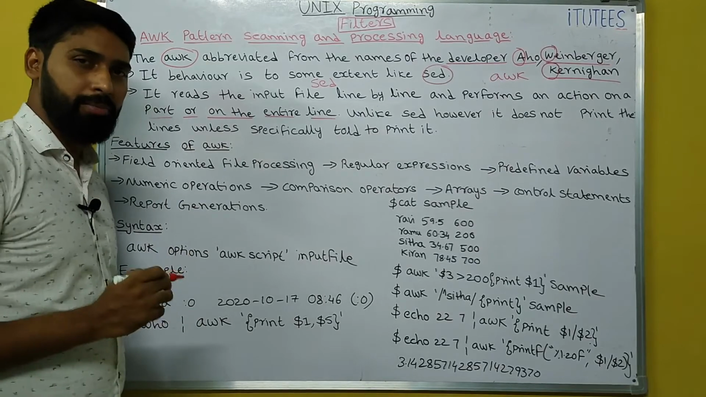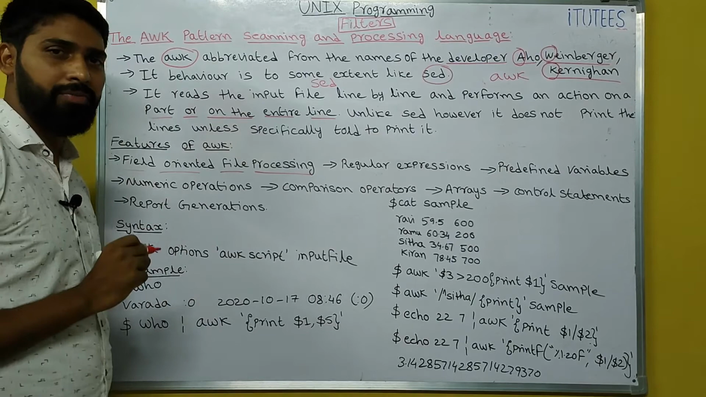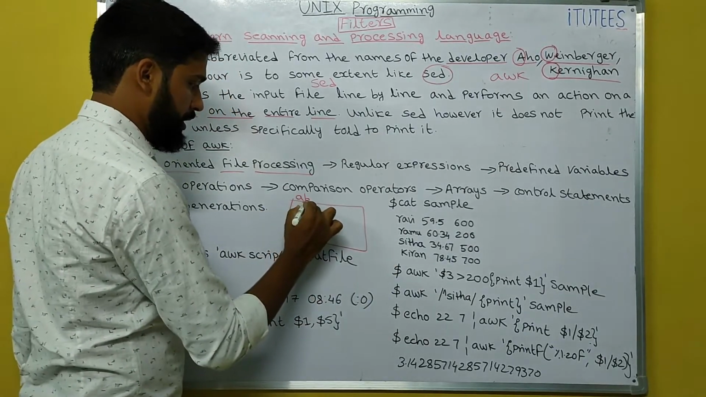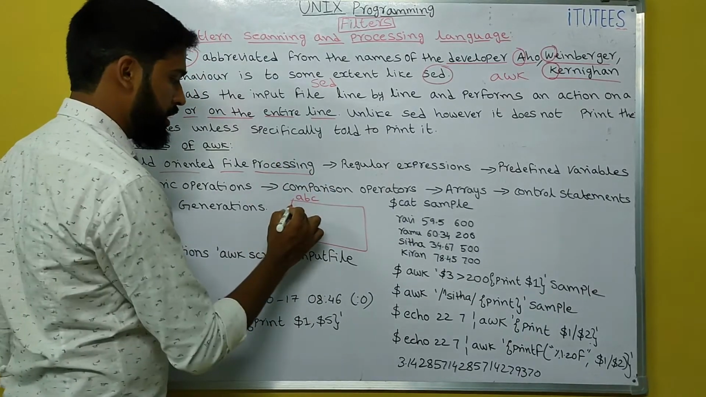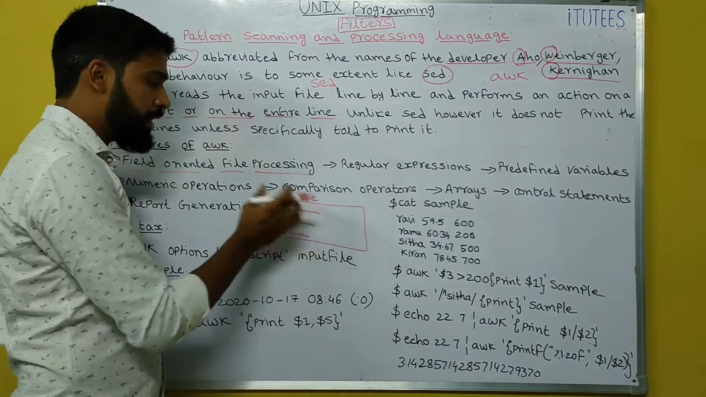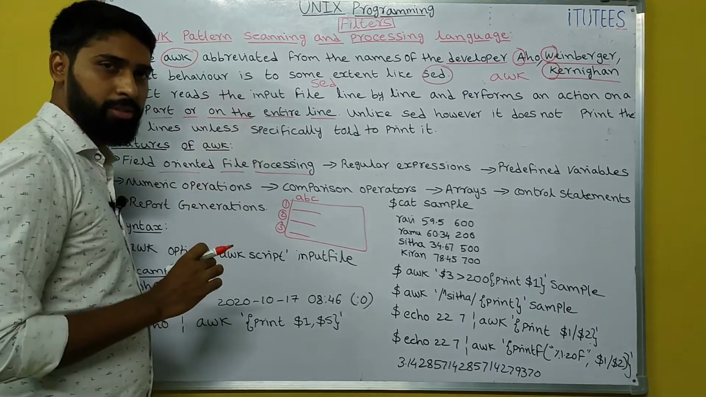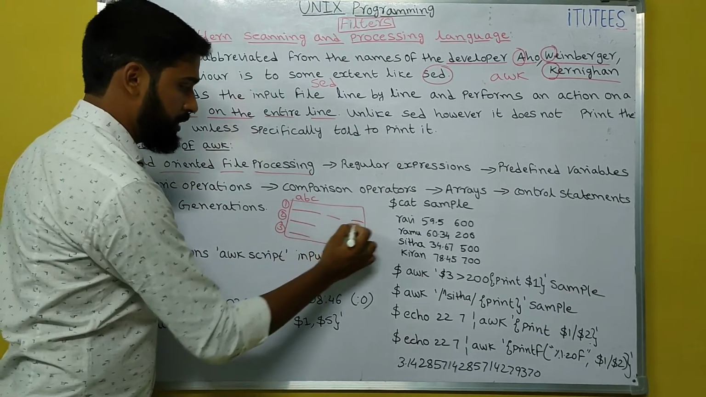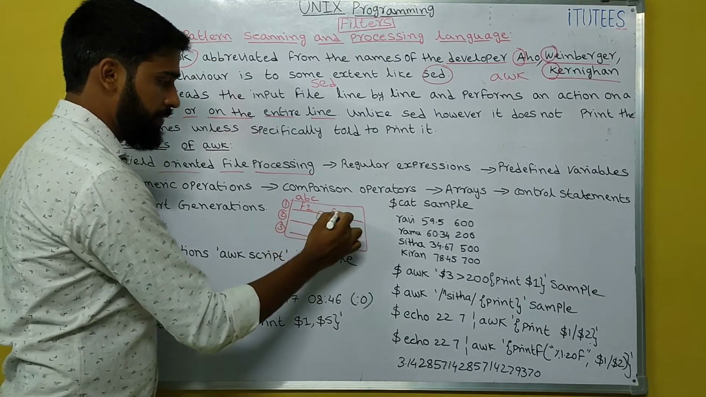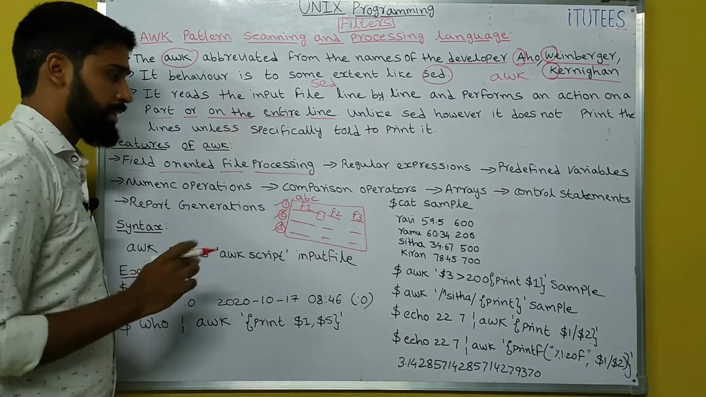So, features of AWK. First, field oriented file processing. Suppose there is a file ABC, with a first line, second line, third line. AWK processes this ABC file in a field oriented way. That means when a space is encountered, these are the fields: field 1, field 2 and field 3. And this is line 1, line 2, line 3.